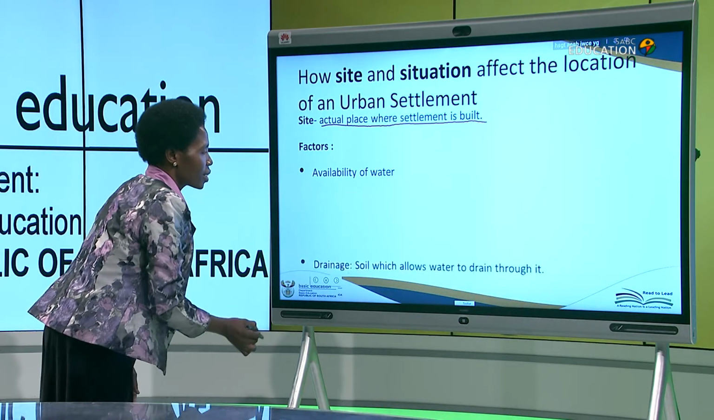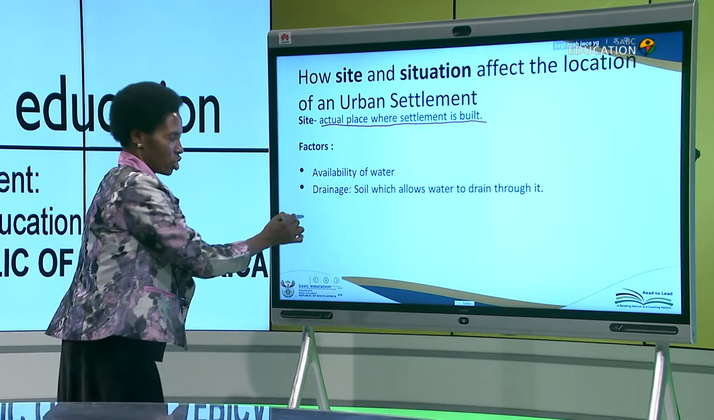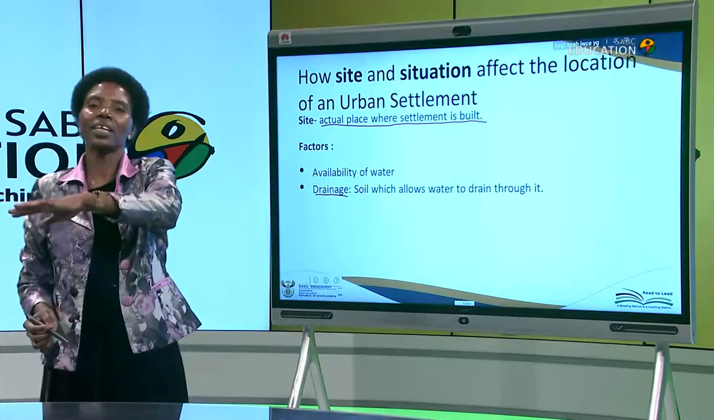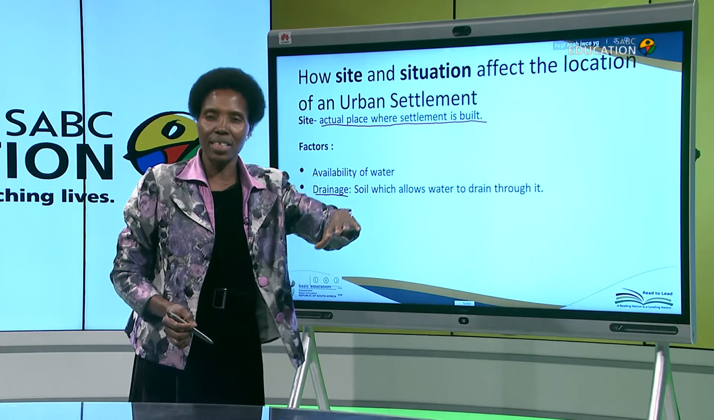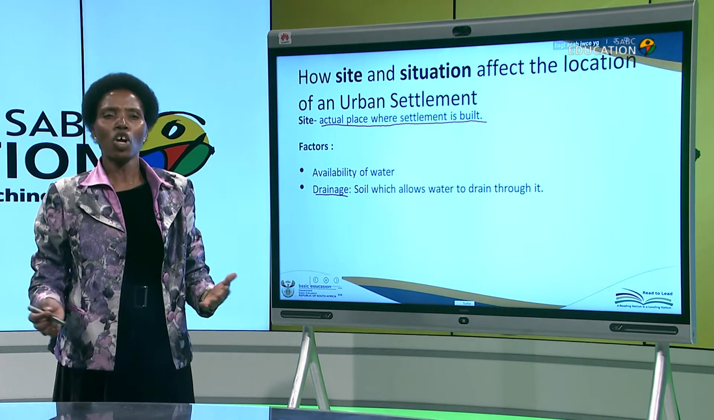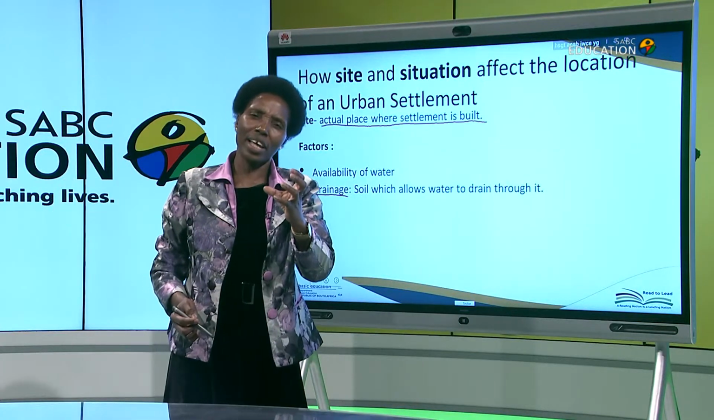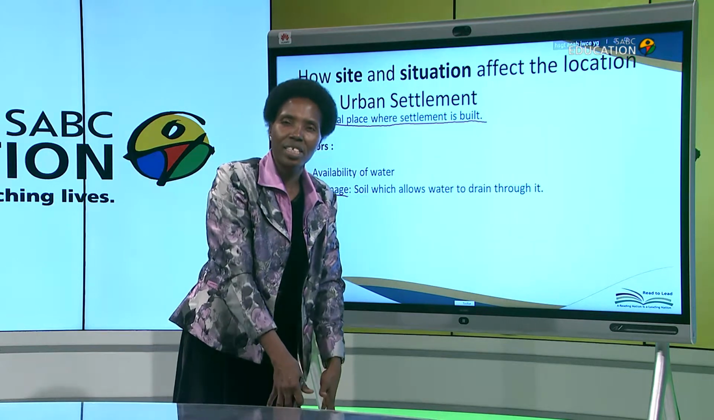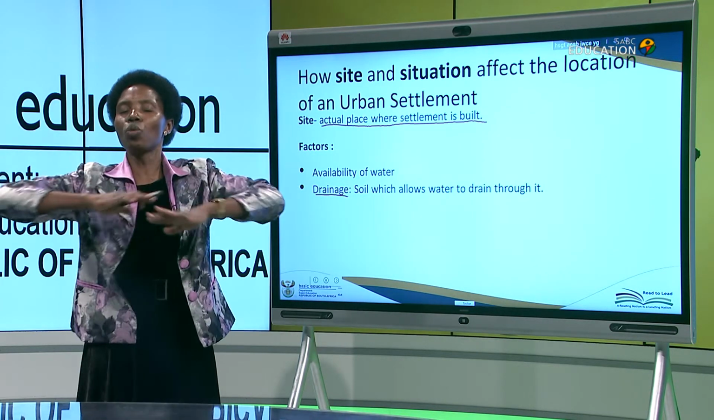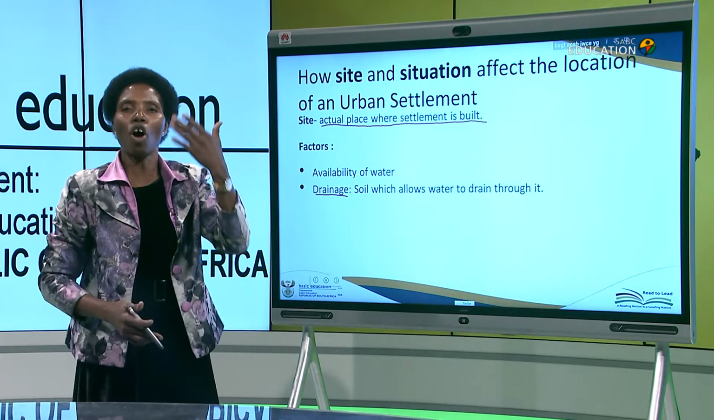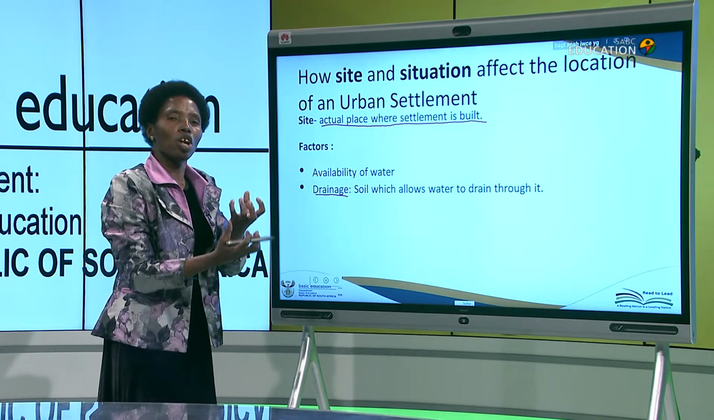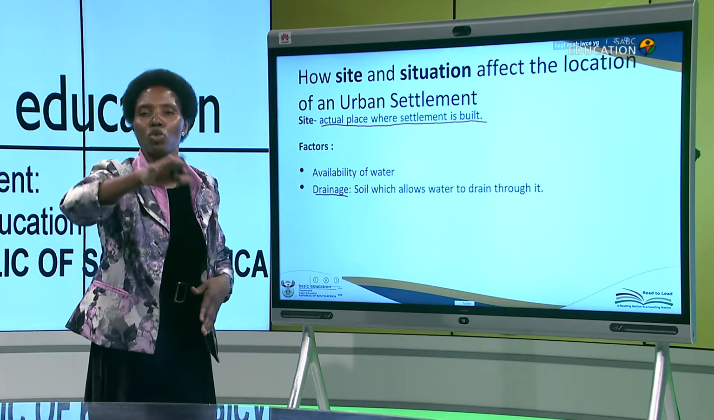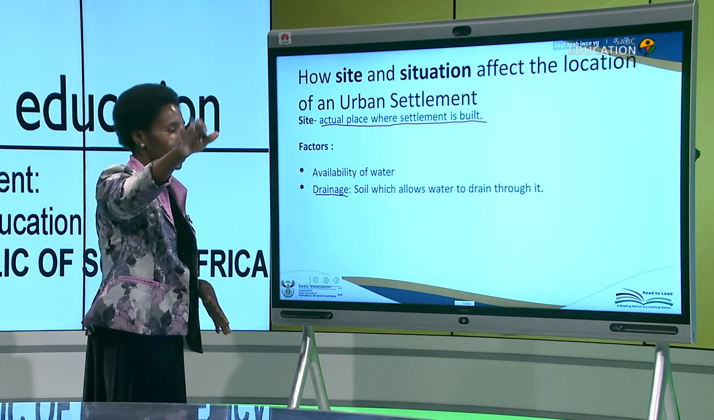Okay, and the next thing that we need to look at is drainage. What do we mean by drainage? We look at the soil that we find in that place, in that site that we want to build a settlement. We look at, is the soil that we have here going to allow water to seep in, to infiltrate, or is it going to leave water on top and flood the area? So obviously they look at a place where the soil will be able to drain water, and even to drain water away from the place to avoid flooding in that urban settlement.